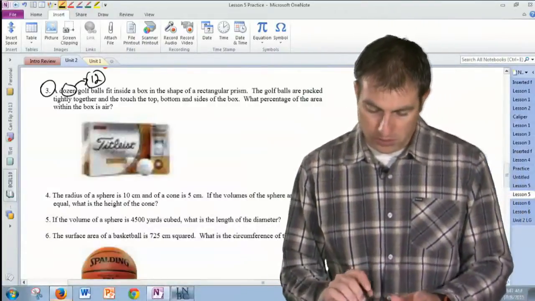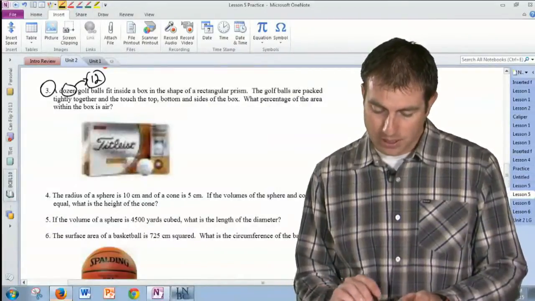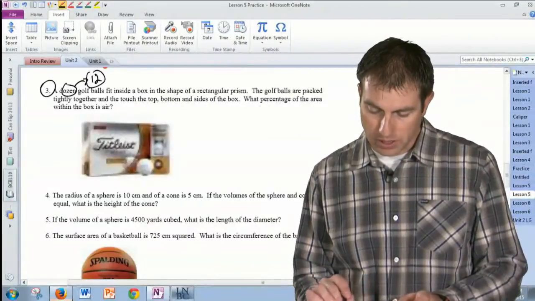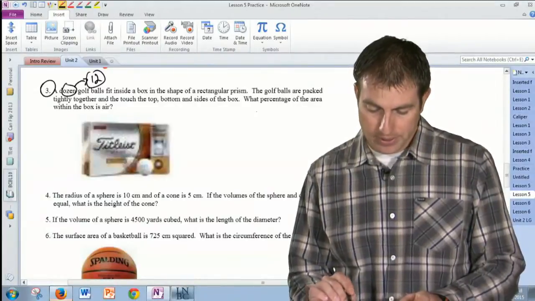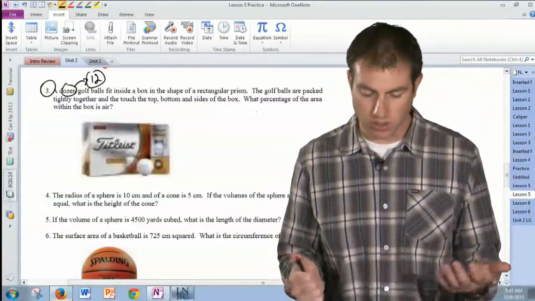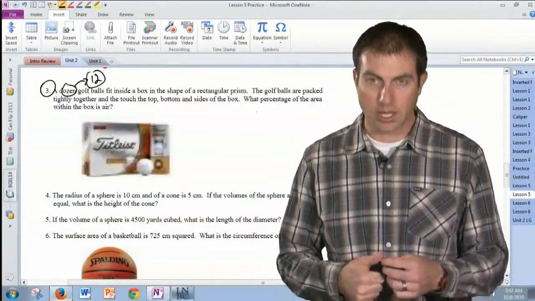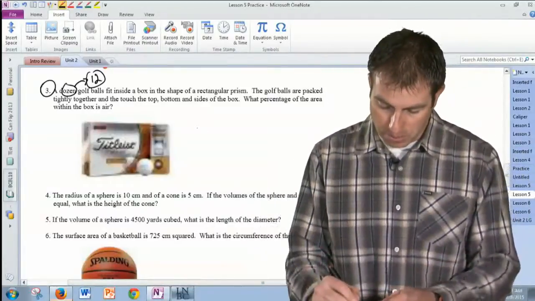So a dozen golf balls fit inside a box in the shape of a rectangular prism. The golf balls are packed tightly together. They touch the top, bottom, side. What percentage of the area within the box is air? So you're thinking, Mr. Borden, you've lost your mind. There's no numbers in this question. How can we possibly figure it out? That's a good question. First of all, let's think about our box here.